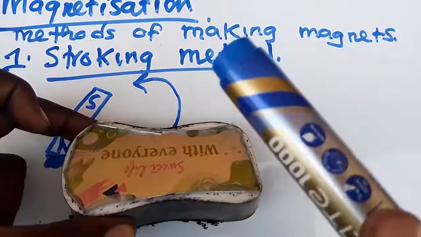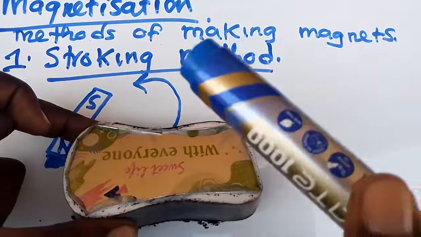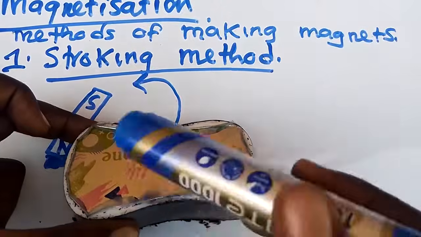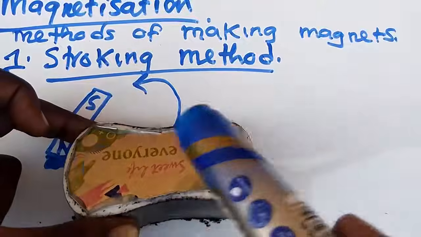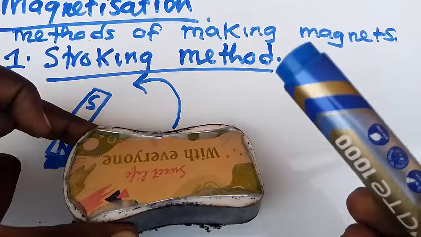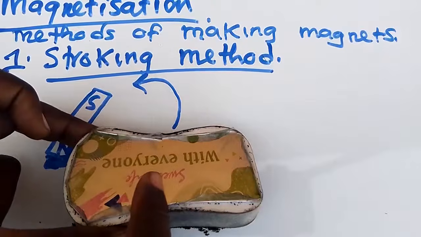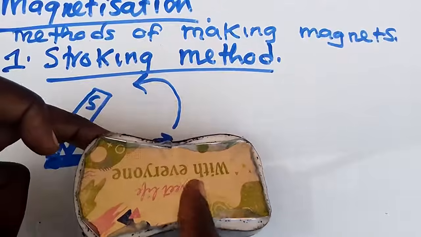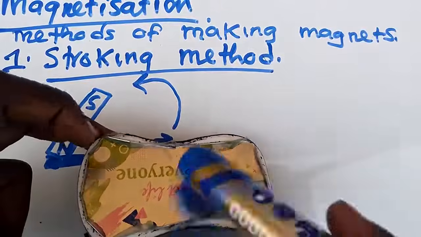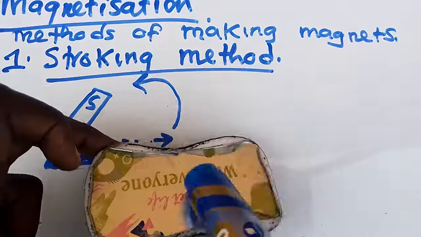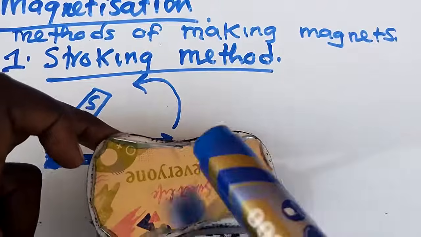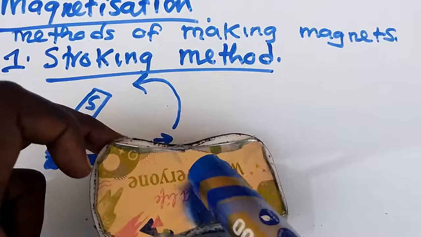What is this? This is a magnet. Then this is a magnetic material. So I'm stroking, doing like this. If this magnetic material is hard, it means that what I'm making here is a permanent magnet. By using what method? This method is called stroking.